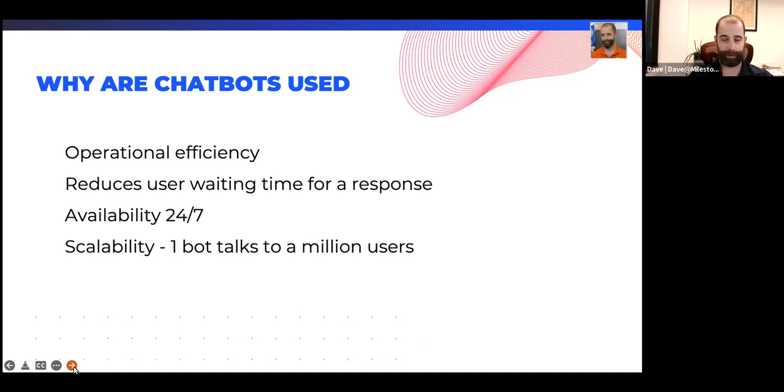And then it's scalable. So instead of having 100 customer service folks, you might be able to have 10 customer service folks, and then a few folks supporting your AI chatbot. And now you can run that chatbot with millions of users. So from a business perspective, it's a great way to do it.